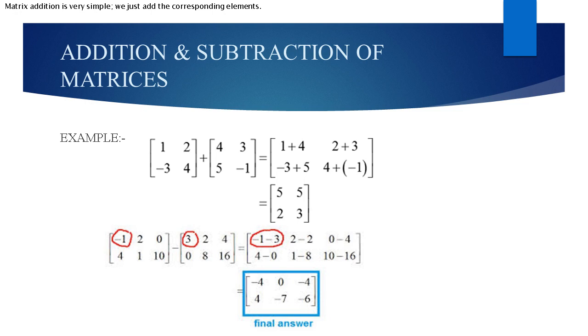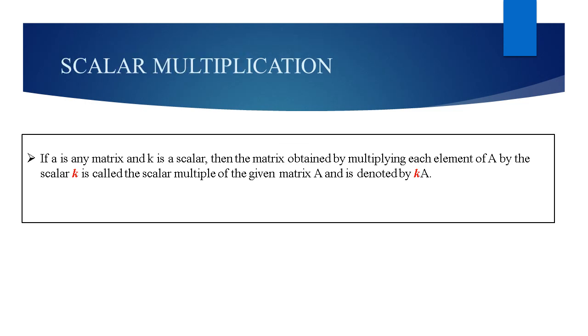Now the next part, scalar multiplication. If A is any matrix and k is a scalar, then the matrix obtained by multiplying each element of matrix A by the scalar k. K is a scalar. Scalar means you can take any number or any alphabet or any value. K is called the scalar multiple of the given matrix A, and the scalar multiple is denoted by kA.